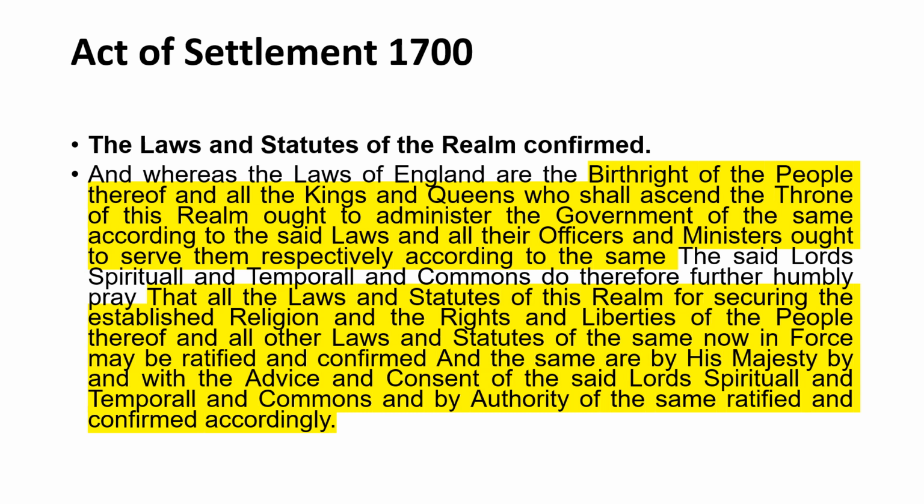And it goes on further to say that all the laws and statutes of the realm securing and establishing the religion and the rights and liberties of the people, okay? And it says it may be ratified. Now, that ensures that every law or every statute, every legal proceeding must conform to these basic fundamental principles of law. This is called primary legislation, and this was created by the Crown way back when, 1688 to 1700.